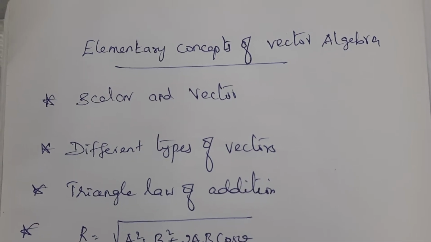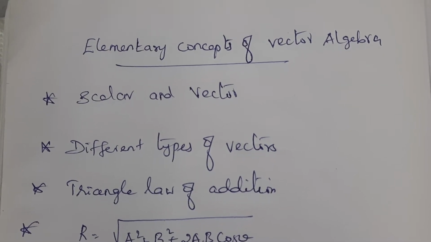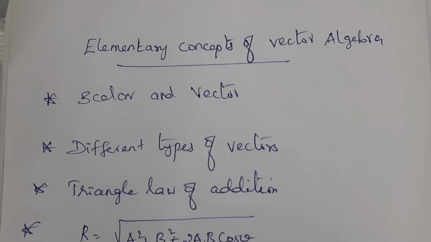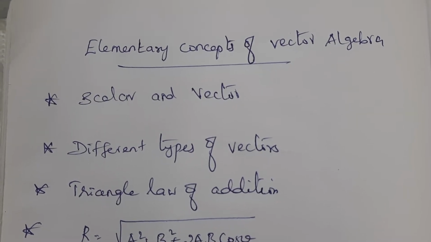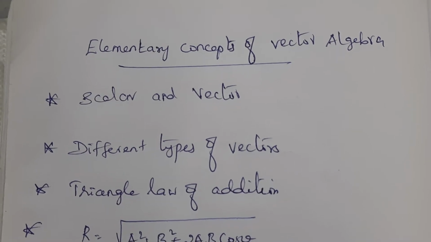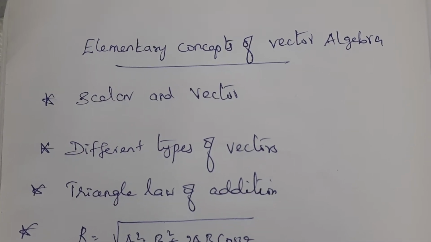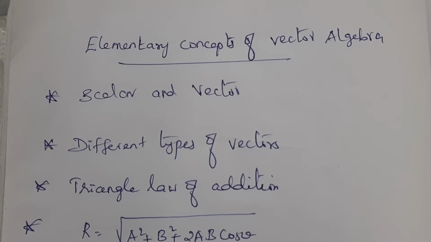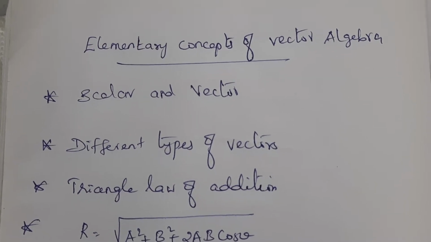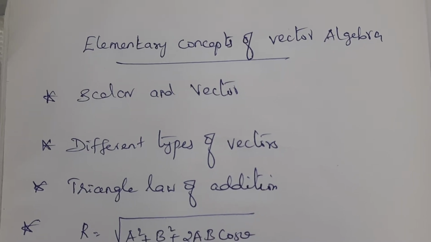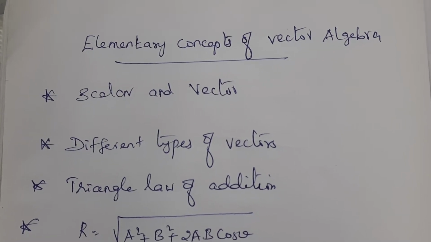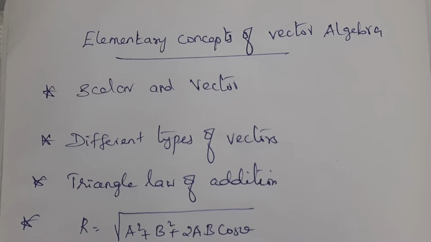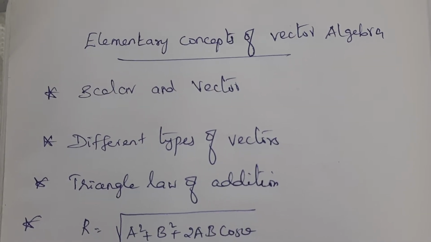What are the different types? Equal vectors, collinear vectors, parallel vectors, anti-parallel vectors, unit vectors, and orthogonal unit vectors. Then we discussed the addition of vectors. When two vectors are inclined at an angle, we have to follow two methods for addition, that is, the triangle law of addition and the parallelogram law of vectors.